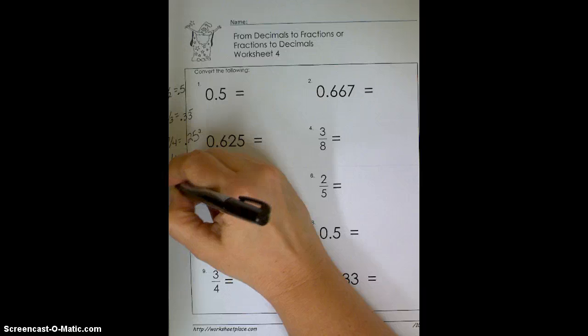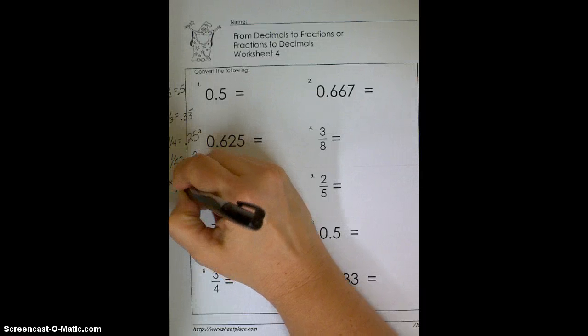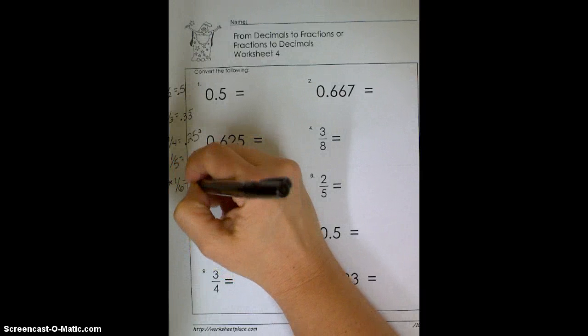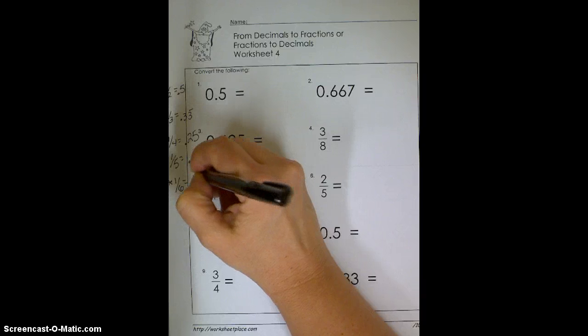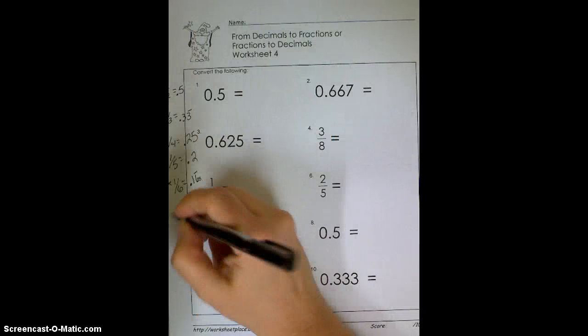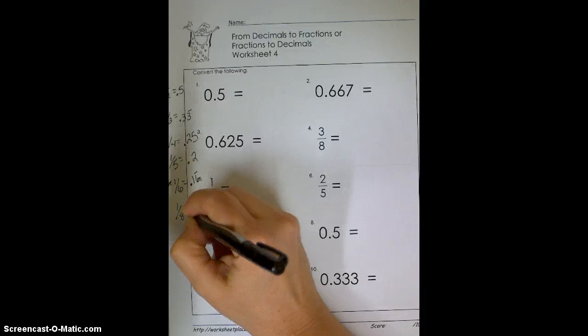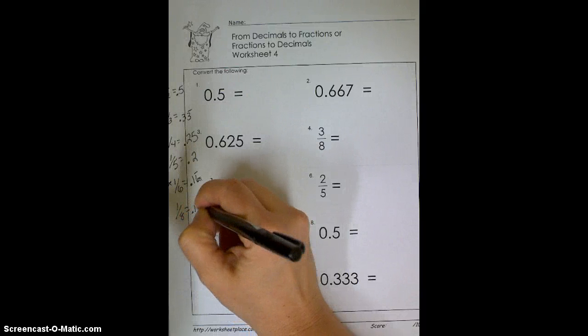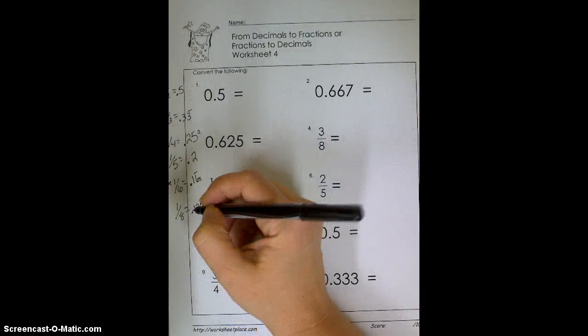1/6, that's the one you don't have to know in 5th grade, but your 6th grade teachers are really going to want it. That's 0.16 repeating. 1/8, you must know, equals 0.125. Again, you've been working on that the last few days.